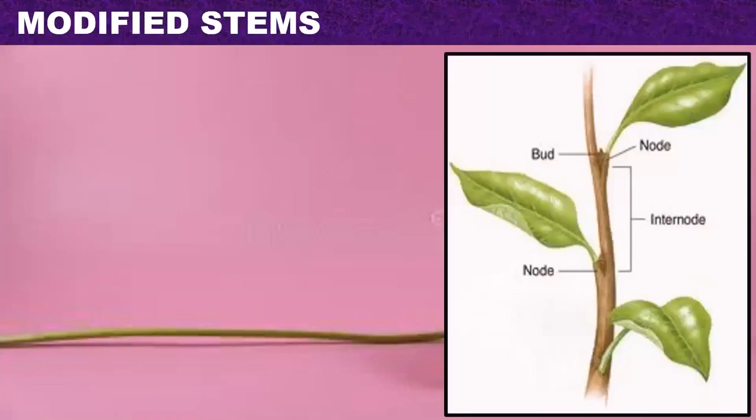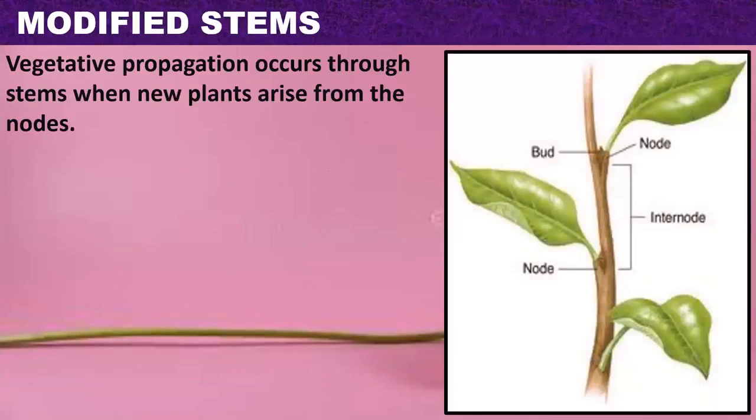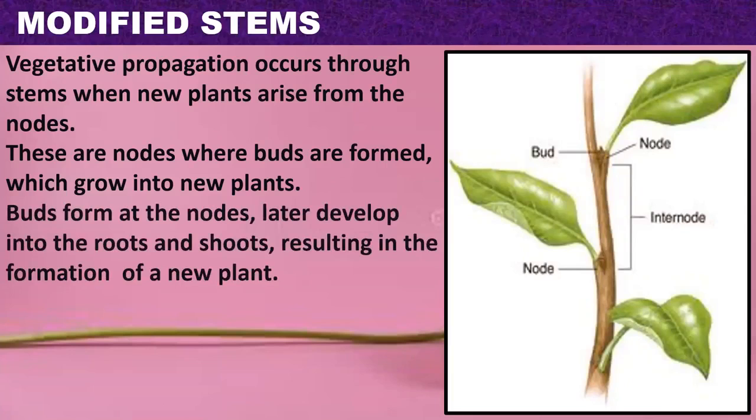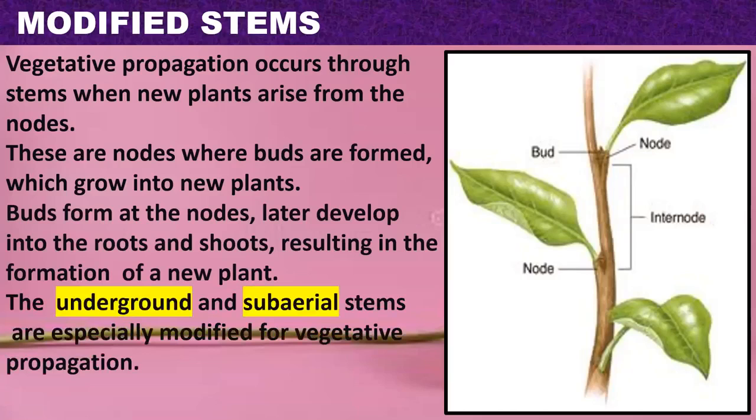Modified stems. Vegetative propagation occurs through stems when new plants arise from the nodes. These are nodes where buds are formed, which grow into new plants. Buds formed at the nodes later develop into the roots and shoots, resulting in the formation of a new plant. The underground and subaerial stems are especially modified for vegetative propagation.